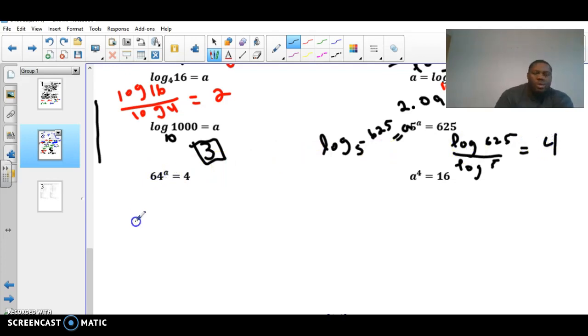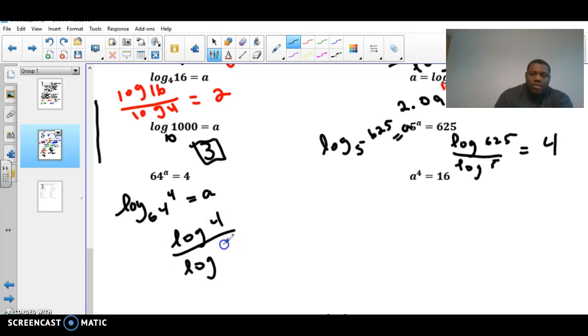Right here, again, looking for that exponent, we can rewrite this as log base 64 of 4 equals A. So what you can do is log of 4 divided by log of 64. Again, there's the base, 64, and there's the argument. The log of the argument divided by the log of the base will give us A.